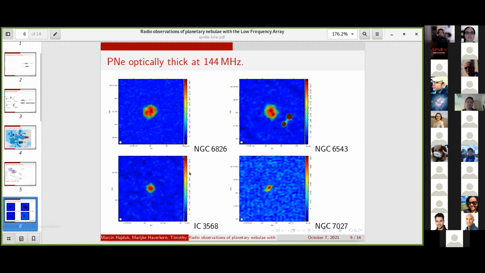And I used some preliminary data of LoTSS to observe planetary nebulae. It has enough sensitivity to detect optically thick emission of planetary nebulae. And I have 4 examples here. If we just map the radio emission, we can convert it to electron temperature. So basically we derive electron temperature maps from these observations. And it turned out that for many planetary nebulae, the derived electron temperature was much lower than the temperature derived from collisionally excited lines like O3.